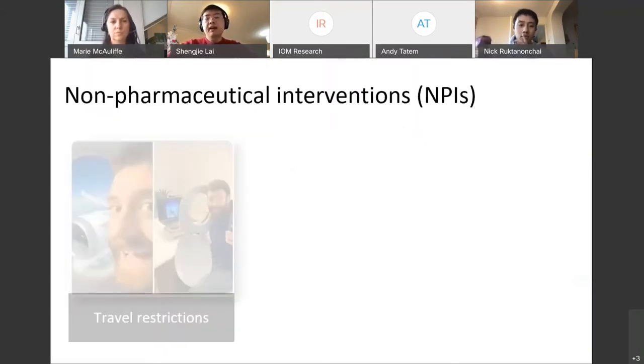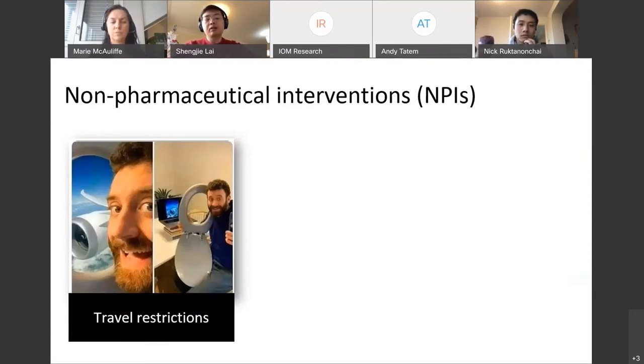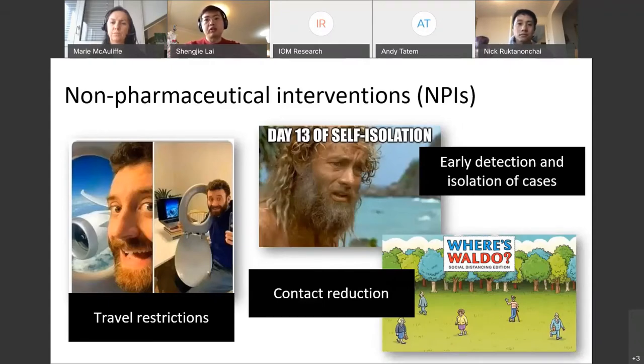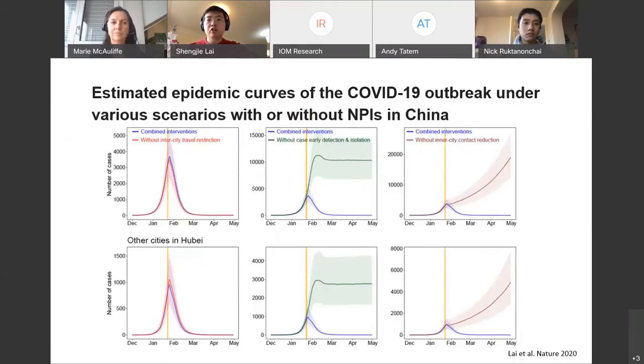Because it looks like the outbreak in China had been successfully contained, including through travel restrictions, case isolation and early detection, and the third one, social distancing and contact reduction, we tried to use the model I mentioned before, combined with the mobility data, to assess the effectiveness of these three kinds of interventions. Here are just some preliminary results from the early stage of the outbreak in China. It looks like early case detection and isolation have the highest impact, followed by intercity social distancing and contact reduction.